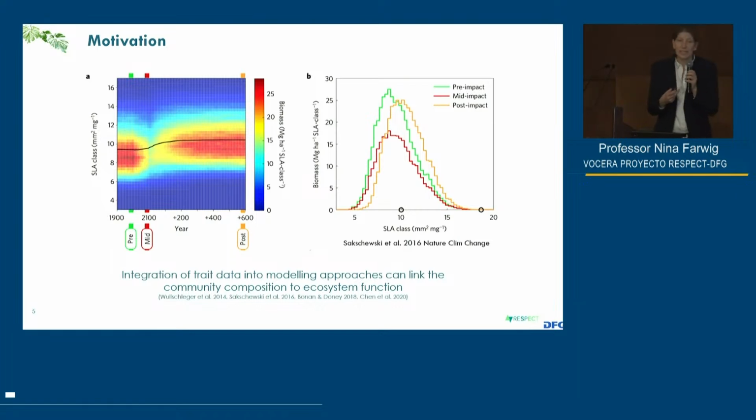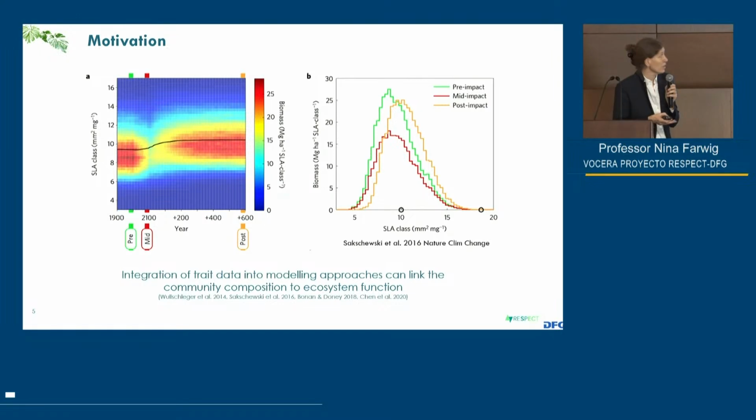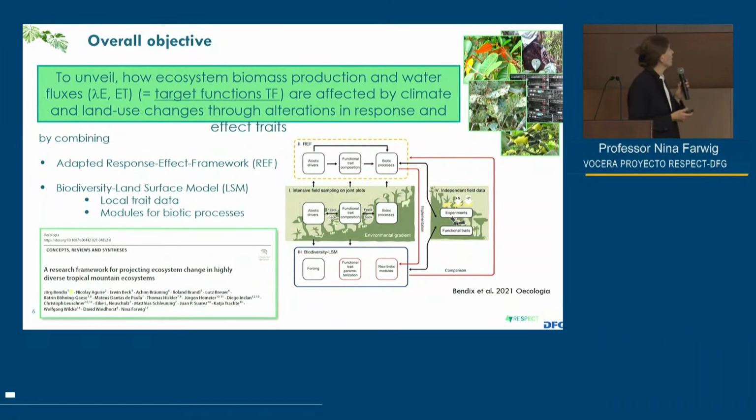So still, these models currently rely mostly on global data and are mostly based on a few plant functional types, for instance, in tropical mountains. And moreover, they do not consider biotic interaction nor the interactions of the biosphere with the atmosphere. And that's where our endeavor started 4.5 years ago.